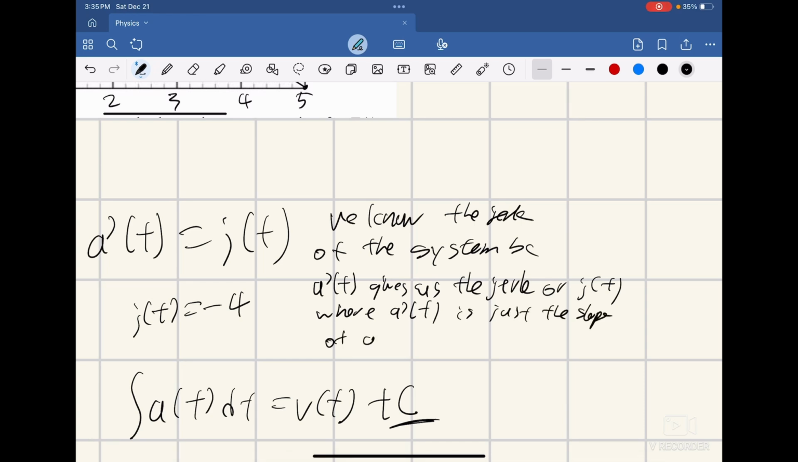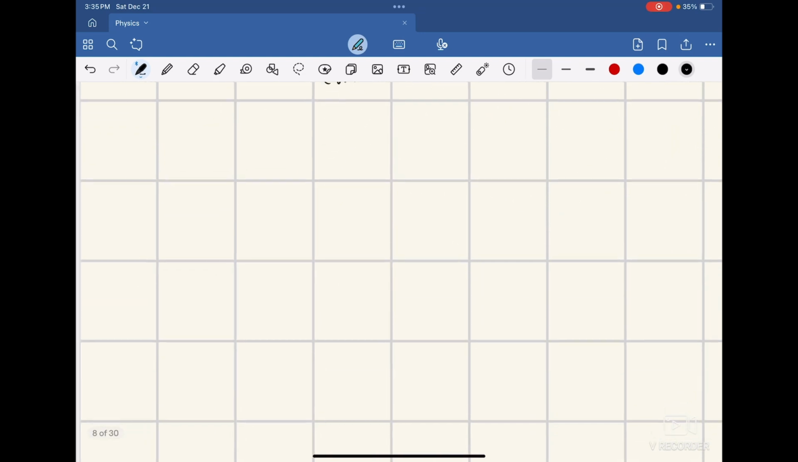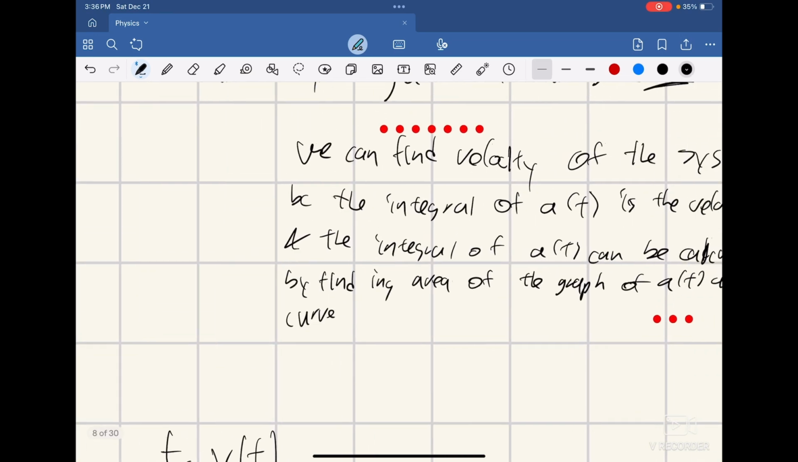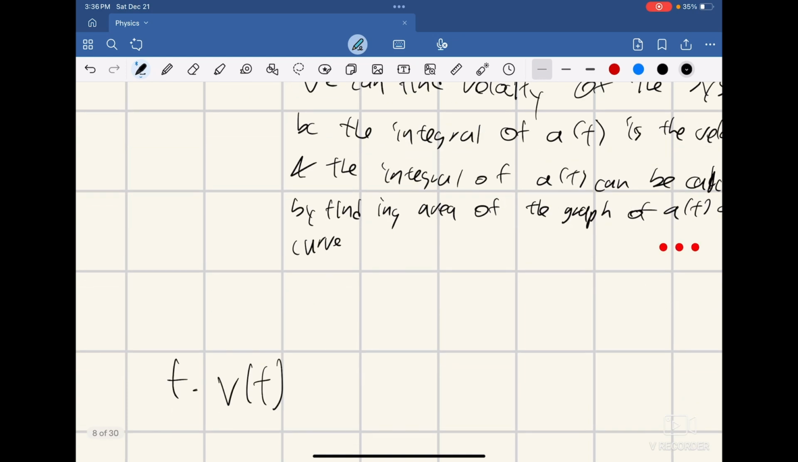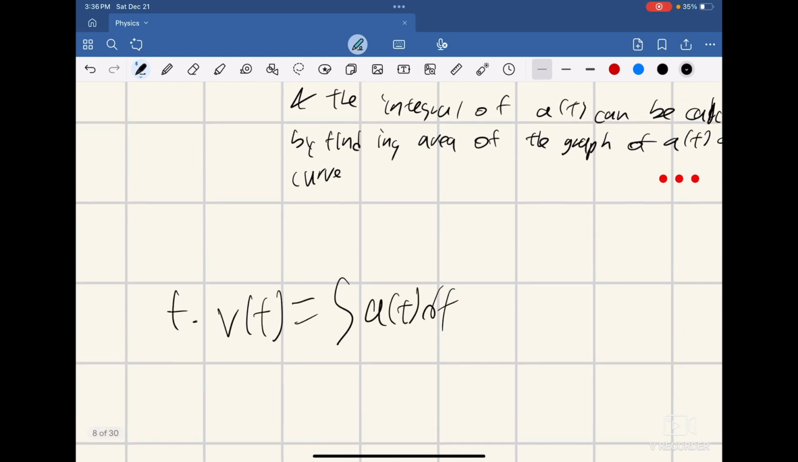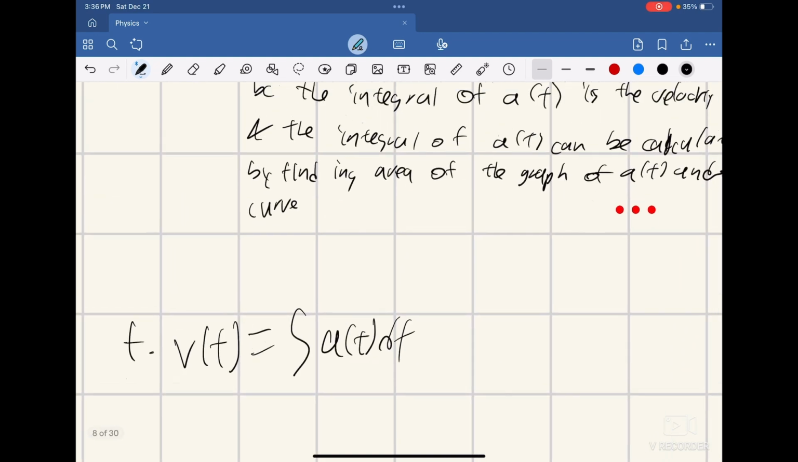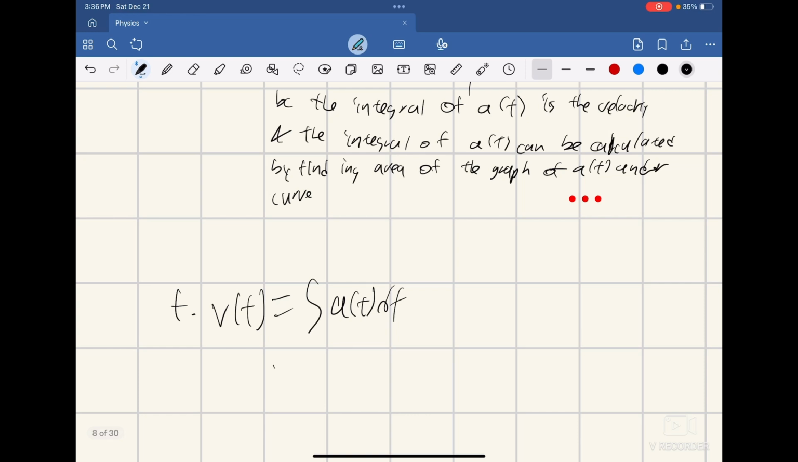Now for part F, we are asked to derive an expression for the instantaneous velocity V(t). What we stated above was that V(t) is given by the integral of A(t) dt. In this problem, we're going to assume that the constant c is 0, so we're not going to include it here. So how do we find this? We already know what we're going to do.